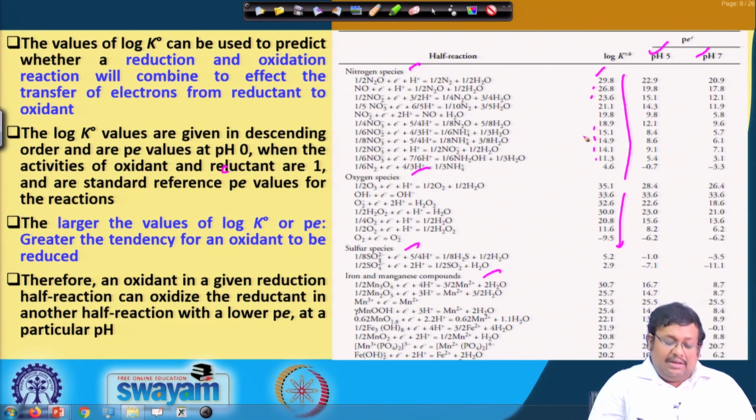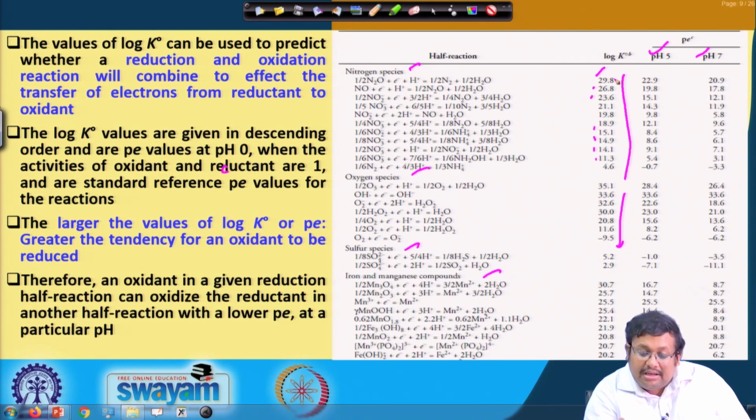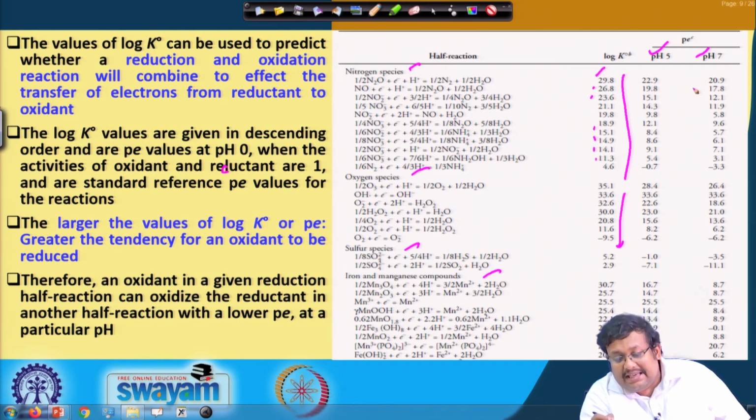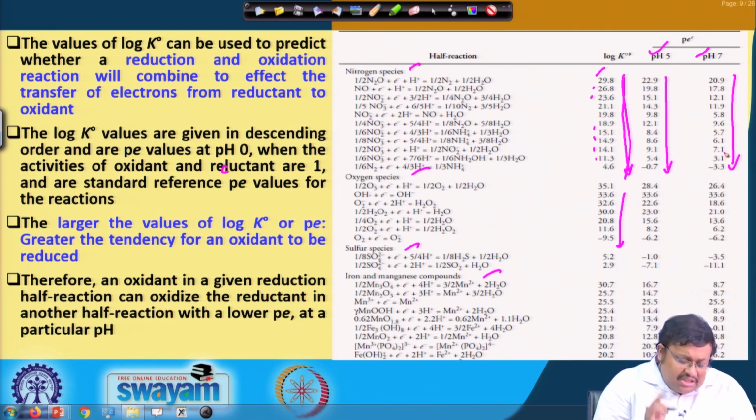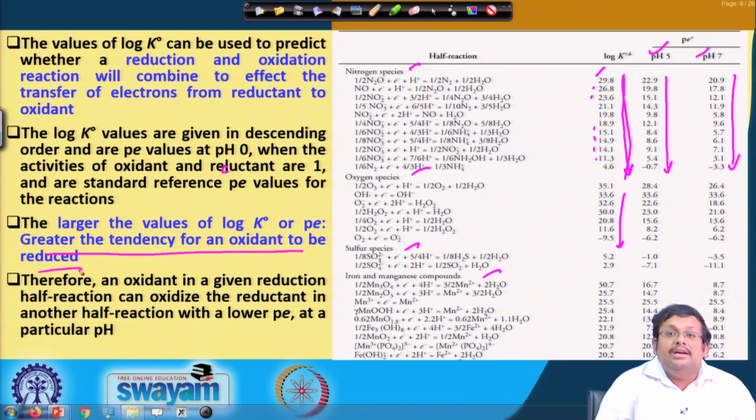Now, remember one thumb rule, that the larger the value of this K0 or pE. Similarly you can see one more thing, here not only the descending order of the logarithm of K0, but you can also see descending order of log of pE, in both these cases more or less. So, the larger the value of K0 or pE, the greater the tendency of an oxidant to be reduced.